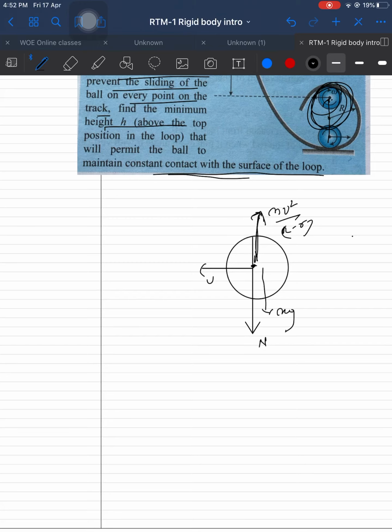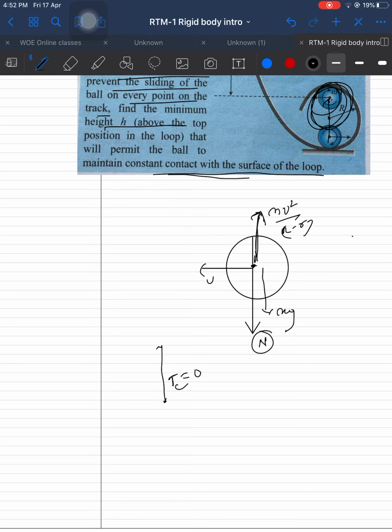What is the minimum condition? If you remember vertical circular motion, what should be the tension at the highest point? T must be equal to 0. Instead of T, what is here? Normal. The verge condition is that normal should be equal to 0, always in contact. If the minimum condition is satisfied, all other conditions will be satisfied.